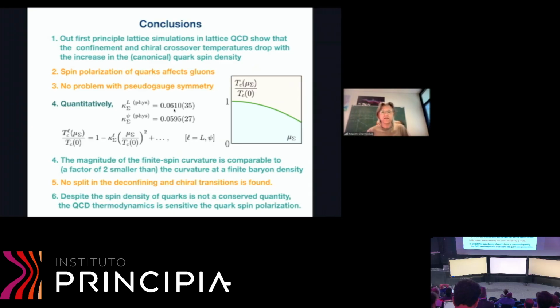And the interesting thing is that we have no problem with pseudo-gauge symmetry. So it looks like it's confirming the work of Matteo Buzzegoli and Andrea Palermo that indeed the system somehow chooses how to distribute the spin, which we introduce with this non-pseudo-gauge invariant quantity, to the system. And the magnitude of the spin curvature is comparable with what we expect at finite baryon density. And we don't have any split again. And despite, as I said, the density of quarks not being a conserved quantity, the QCD thermodynamics is sensitive to the quark spin polarization. Okay, I'm finished.